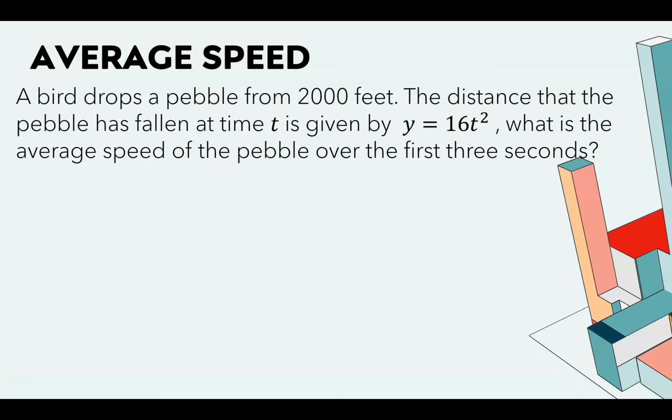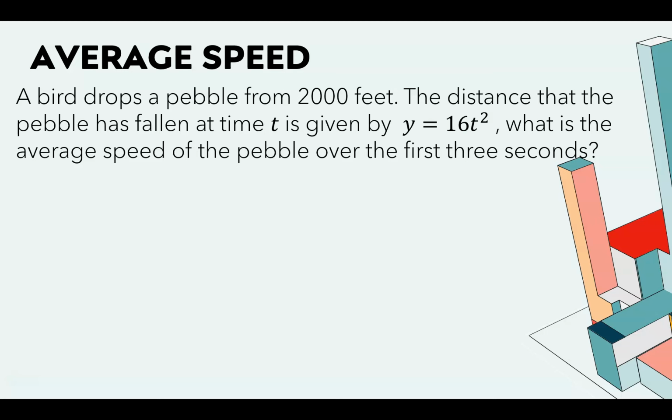Okay, so average speed. Now we're going to get into a little bit of an application, so maybe you can see in a physics sense how we might get something useful out of doing limits. Okay, so a bird drops a pebble from 2,000 feet. The distance that the pebble has fallen at any time t is given by 16t squared. What is the average speed of the pebble over the first 3 seconds?